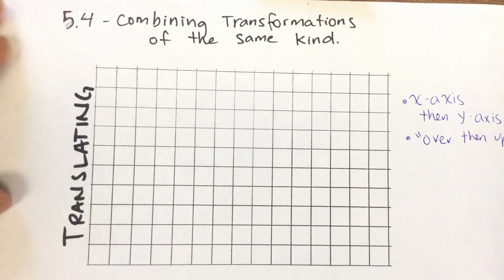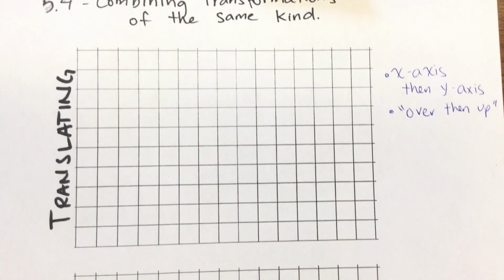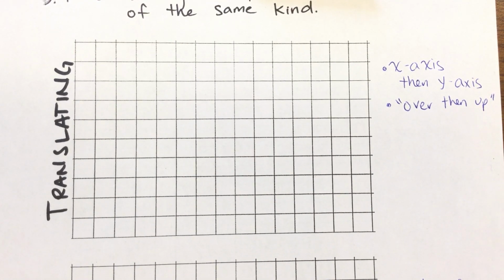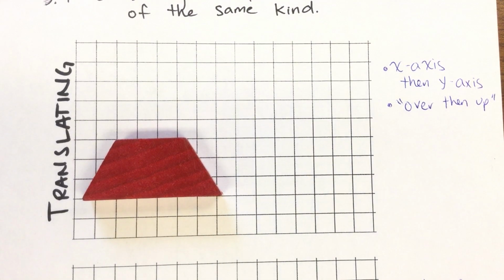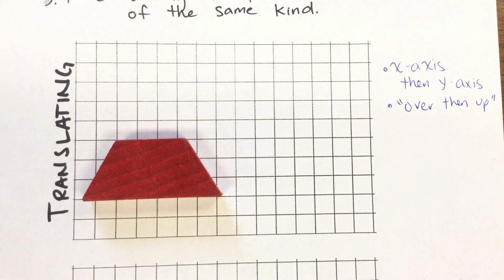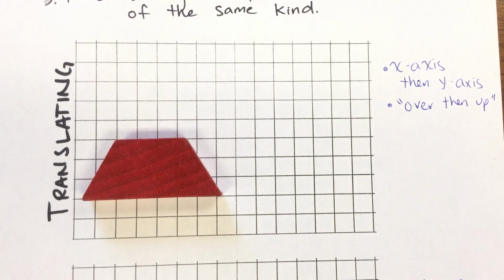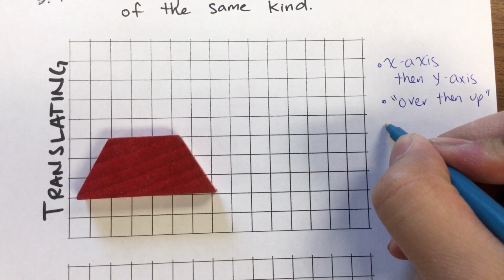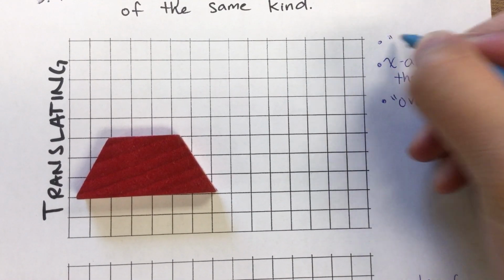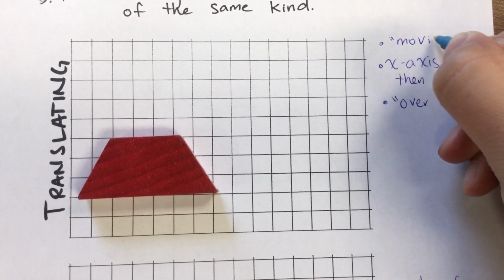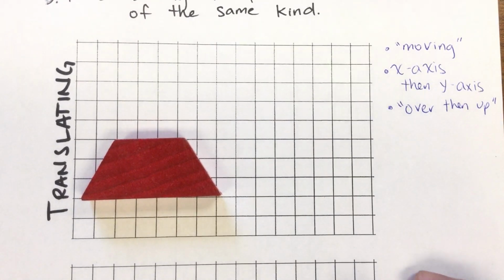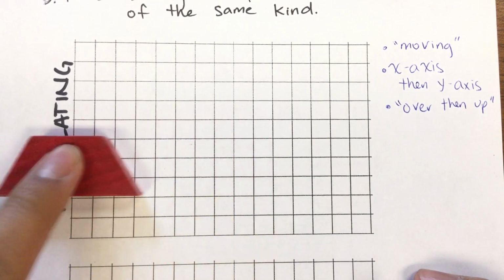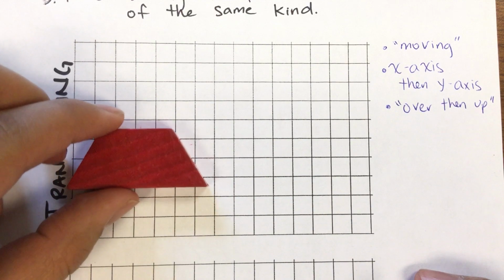So let's review translating. Translating is all about moving from the x-axis and then the y-axis. So if I have this shape right over here and we wanted to translate it, another way of saying translating is moving. So why don't I actually write this in our notes if you're taking notes. So another word of translating is moving. And we're moving these shapes right, left, up, or down, and depending on where we move it.